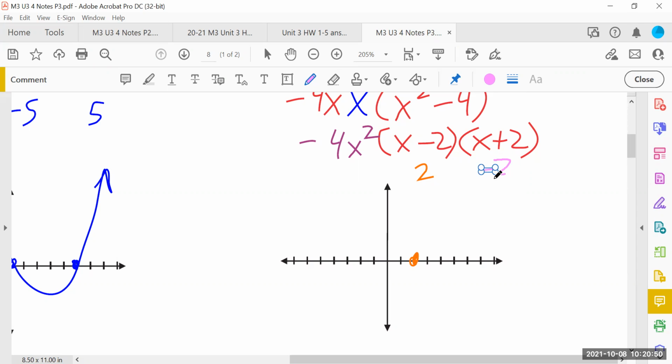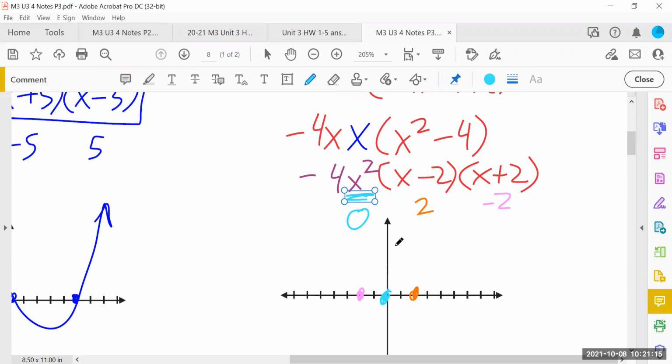-2. Perfect. And Joey, you know what the last one is? The one you usually forget about, unfortunately. It would be 0. That's exactly right. So this guy right here is going to be an x-intercept of 0. All right, got my 3 x-intercepts.